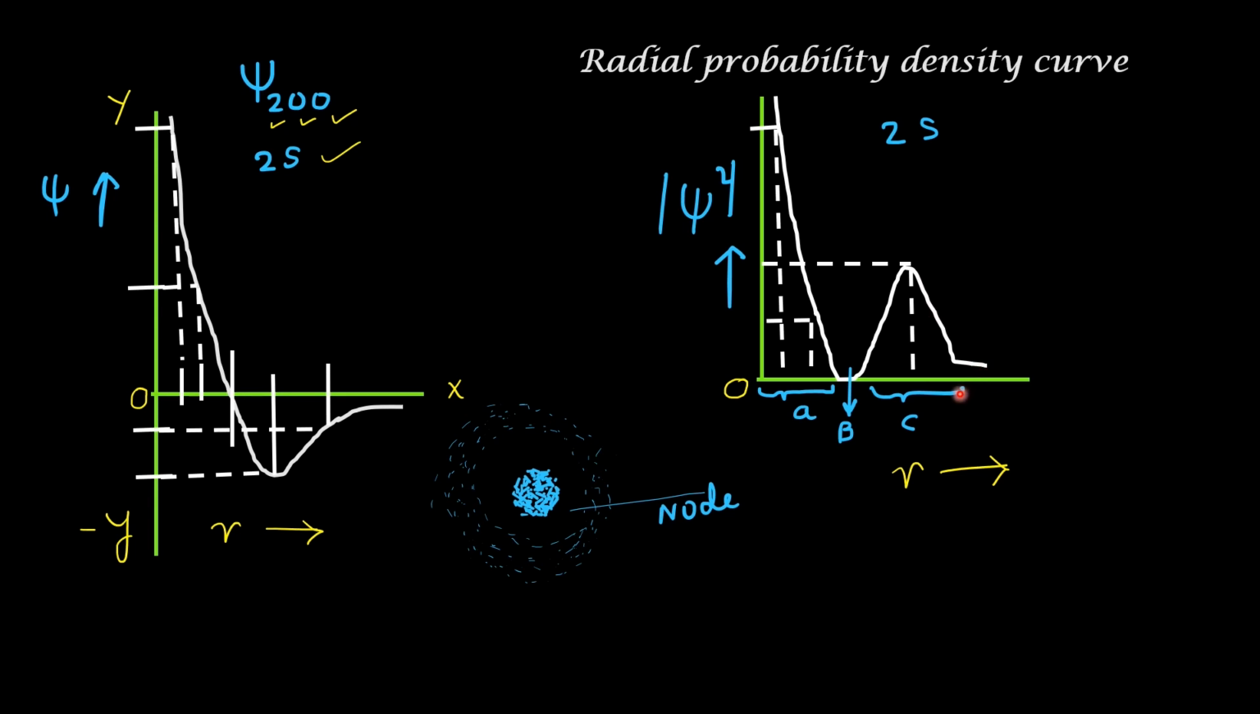So in this case, unlike the 1s orbital, the radial probability density curve shows a sharp decrease at the point marked B. Here there is no probability of finding the electron at this distance. This region where the probability is zero is called the node. For 2s orbital, there is one node. Remember, for 1s, there is no node at all.